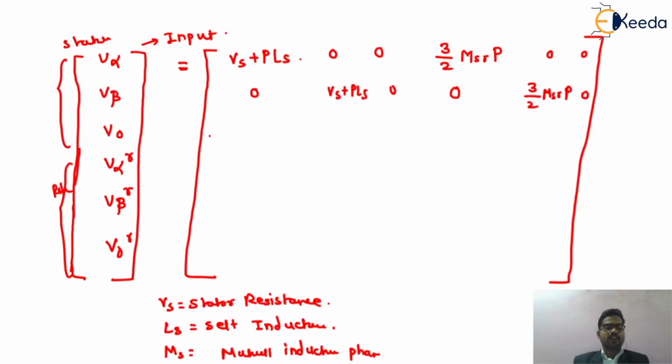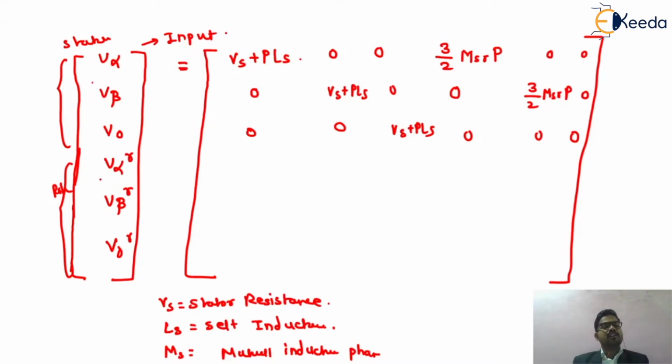Then for your zero reference, as we know, this will be the zero sequence component. So the zero sequence component will give you the third parameter, that is RS plus PLS. As you know, these are the diagonal elements, so this will be 0, 0 and 0. So this will be the first part in concern with your stator.